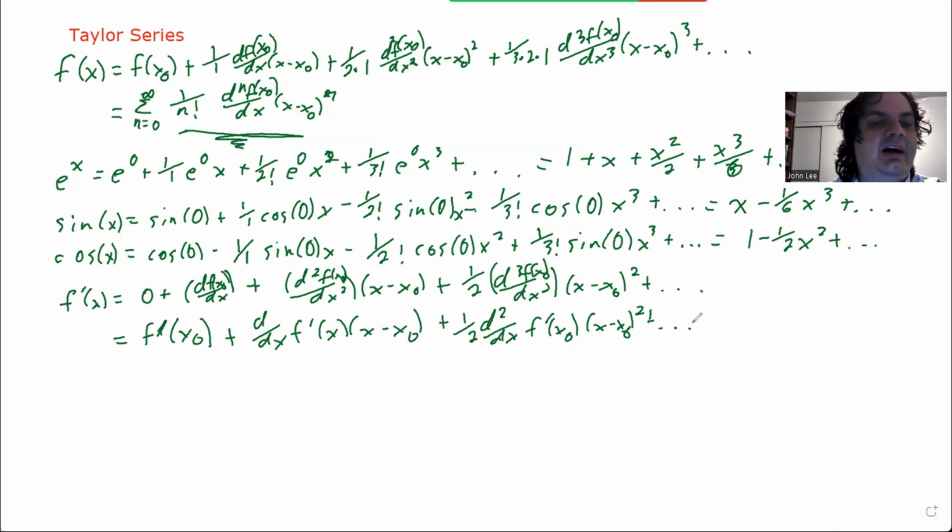So it becomes the derivative at position x naught plus the derivative of the derivative times x minus x naught plus 1/2 the double derivative of the derivative times x minus x naught squared. So it is just the function that you were looking for. So basically just take the derivative of a Taylor series and it should give you the Taylor series for the derivative.